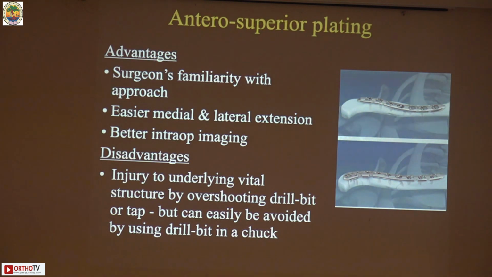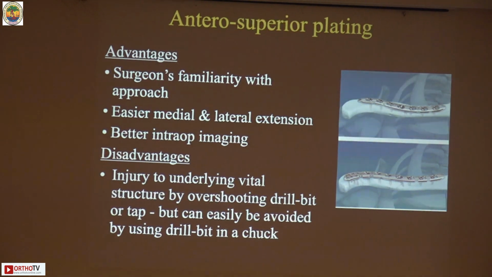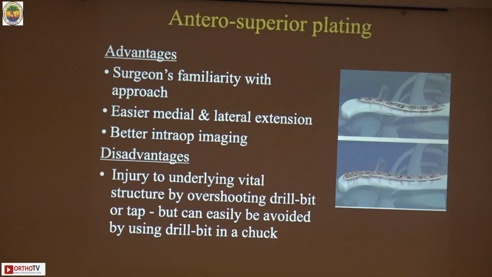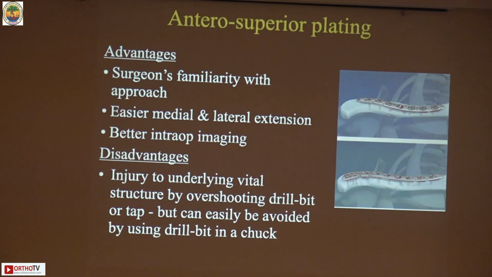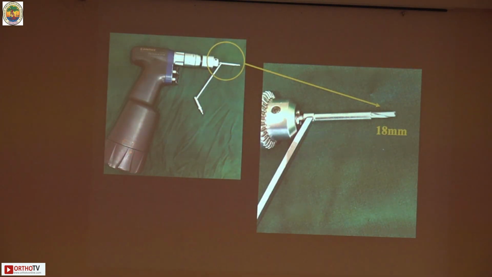Anterior superior plating has a more familiar approach, can be extended medially and laterally if required, and allows better imaging. However, injury to underlying vital structures is possible by overshooting of the drill bit or tap, but this can very well be avoided by using a drill bit in a chuck and exposing only 18 millimeters beyond the sleeve, as typically the length of the screw inserted in this area is 14 to 16 millimeters in females and 16 to 18 millimeters in males.